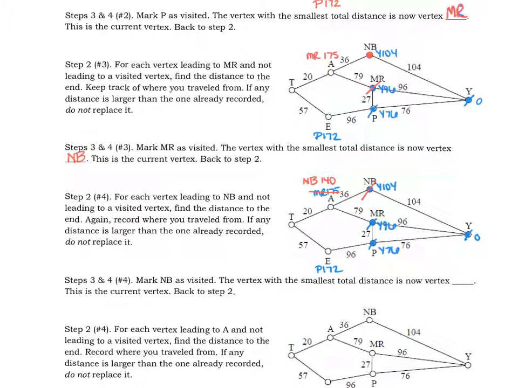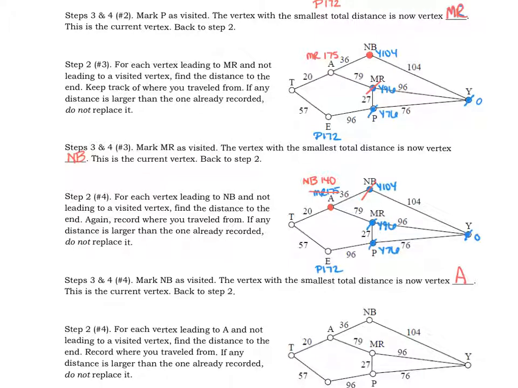Okay, now we're done with North Bend, so we cross that one off, and we look at the vertices that have a label to them, and we look for the smallest one. So at vertex A, we have 140 minutes, and at vertex E, we have 172 minutes. Vertex A is the shortest, and so that is now our current vertex. All right, in the interest of time, I'm going to pause the video for a minute to recopy, and then I'll join you here.